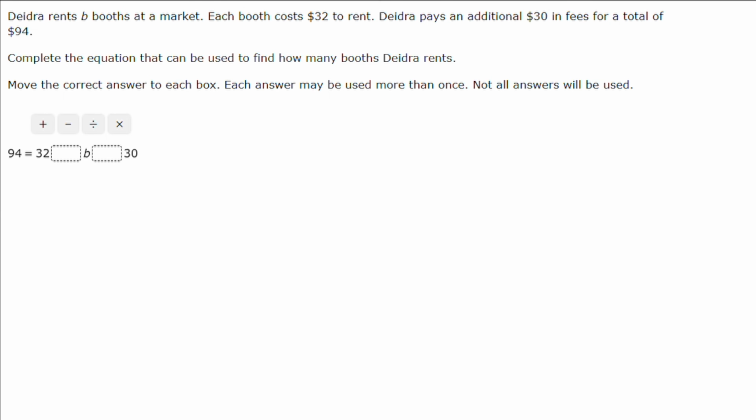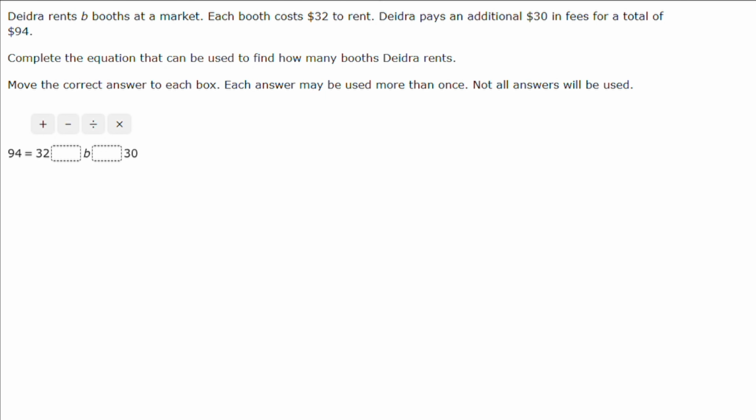Question number 6 reads, Deidre rents B booths at a market. Each booth costs $32 to rent. Deidre pays an additional $30 in fees for a total of $94. Complete the equation that can be used to find how many booths Deidre rents. Move the correct answer to each box. Each answer may be used more than once. Not all answers will be used.